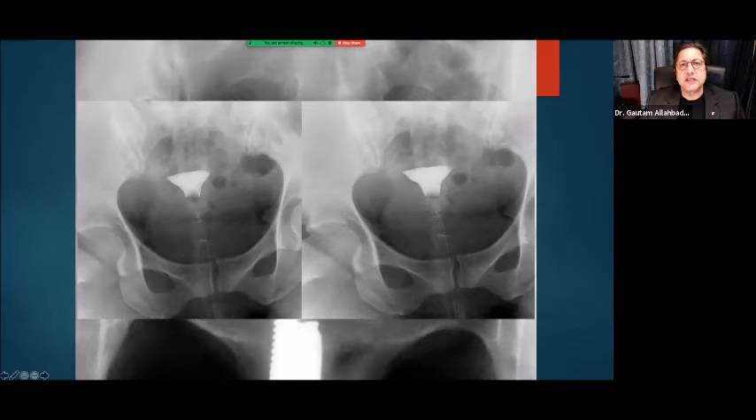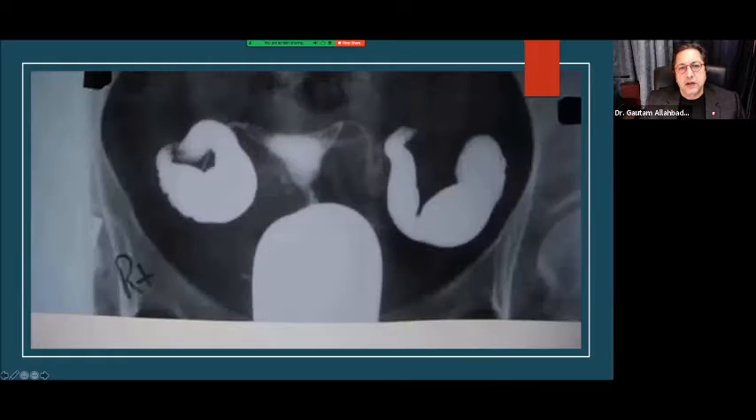So this is just to show you that if the tubes are blocked at the cornu, here you have the uterus outlined, but the tubes are blocked at both cornua. So this is called a bilateral cornual block. So the tube can be blocked at the starting point where the tube starts from the uterus, or the tube can be blocked at the terminal end.